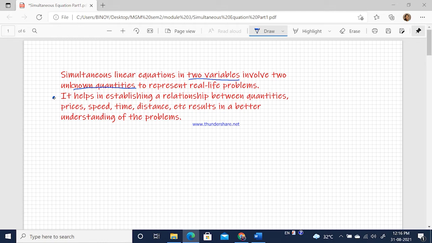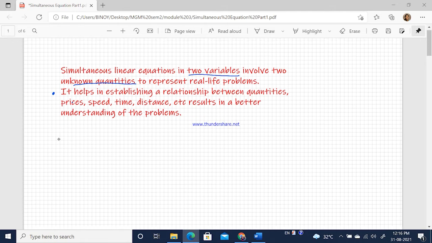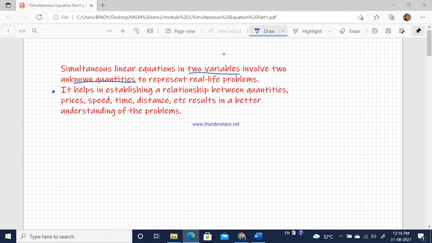The basic application of simultaneous linear equations occurs to establish the relationship between quantities, such as price, speed, time and distance. Now let's see the general form of a simultaneous equation.